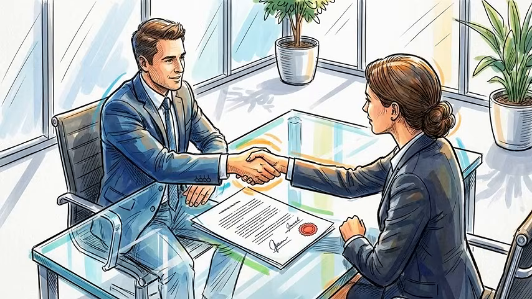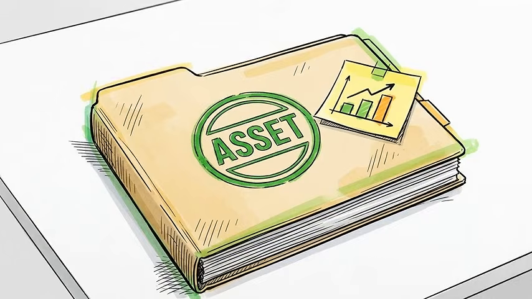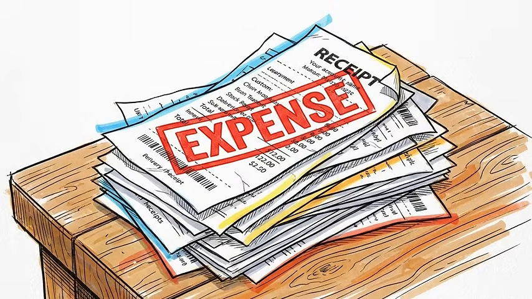Beyond the core algorithm, the standard dictates the treatment of contract costs. Incremental costs of obtaining a contract, like sales commissions, must be recognized as an asset and amortized if the entity expects to recover them. In contrast, general costs to fulfill a contract that do not enhance resources for future performance must be expensed as incurred.